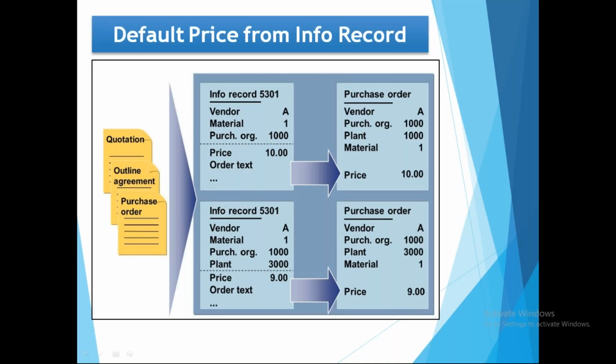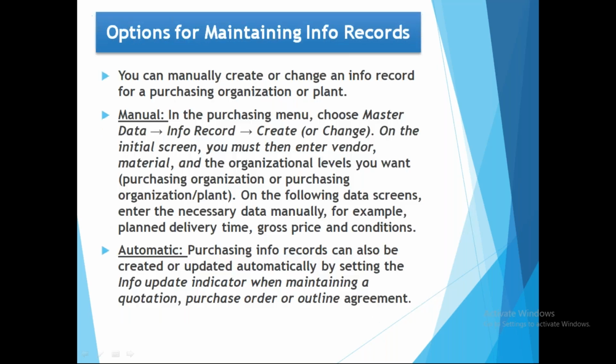Suppose if you see here, for this vendor and material 1 in the purchase organization, in the plant 3000, they maintained the price as 9. So when you create a purchase order for this combination, it will propose the price as 9. Whereas you have one more info record for the same vendor A, material 1 in purchase organization 1000, but there is no plant. That time the price is 10. So when you create a purchase order in another plant, the system will read this info record and propose the price. So both ways are possible.